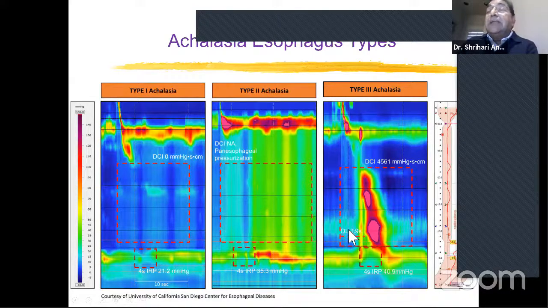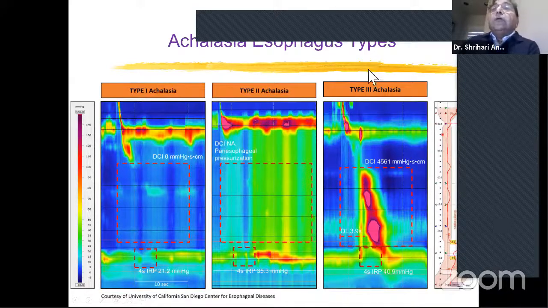And in type 3 achalasia, I have a little different opinion on whether these contractions are peristaltic or not, but I'm not going to let that come into this talk. This is what type 3 achalasia is. The lower esophageal sphincter doesn't relax, and there is simultaneous onset of the pressurization wave.